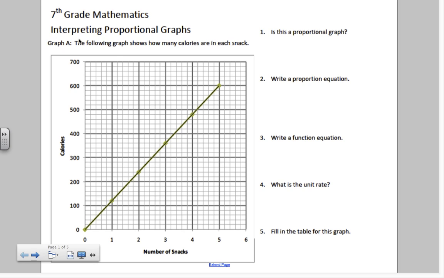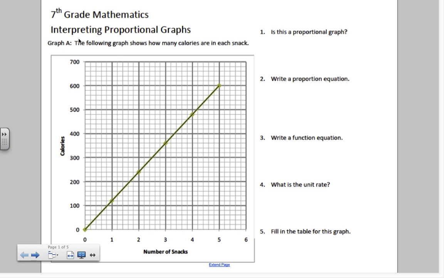First of all, number one, the question asks, is this a proportional graph? How would you respond to that question? What does your instinct tell us, Ben? Yes. Why is this a proportional graph? How do you tell? It's a straight line and it's connected to a base. So you're telling me that a proportional graph has to be a straight diagonal line, and what else does it have to come in contact with?